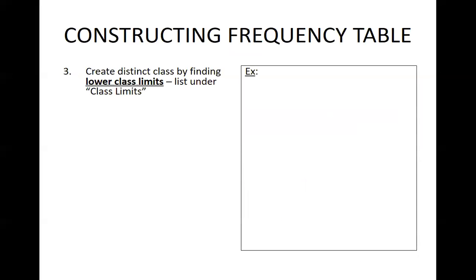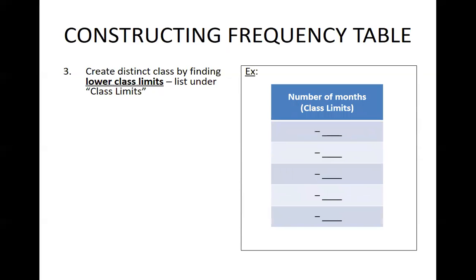Now, here's how, if you look at your sheet, you have class limits as the first column, correct? All right, here's how you're going to set up your class limits. You're going to put your smallest value at the first top left starting point of your first class.